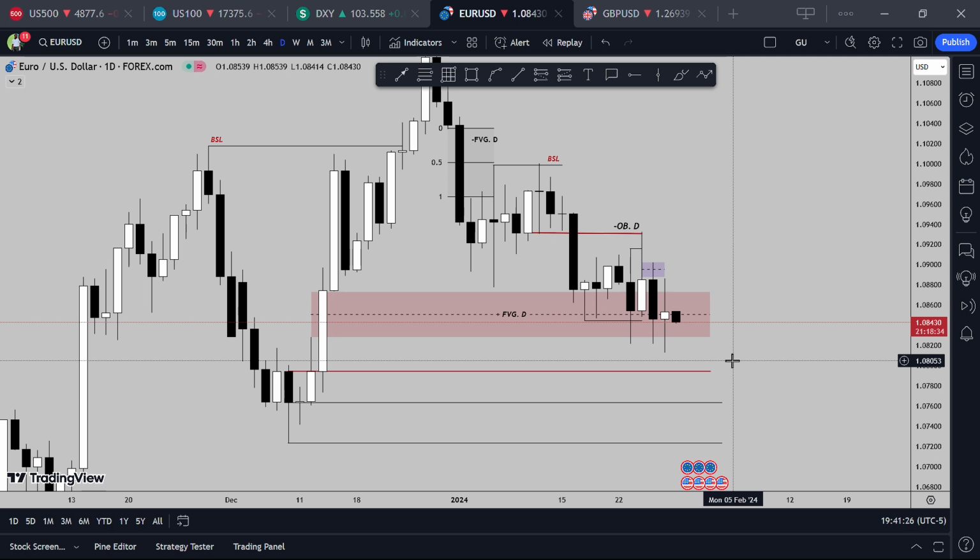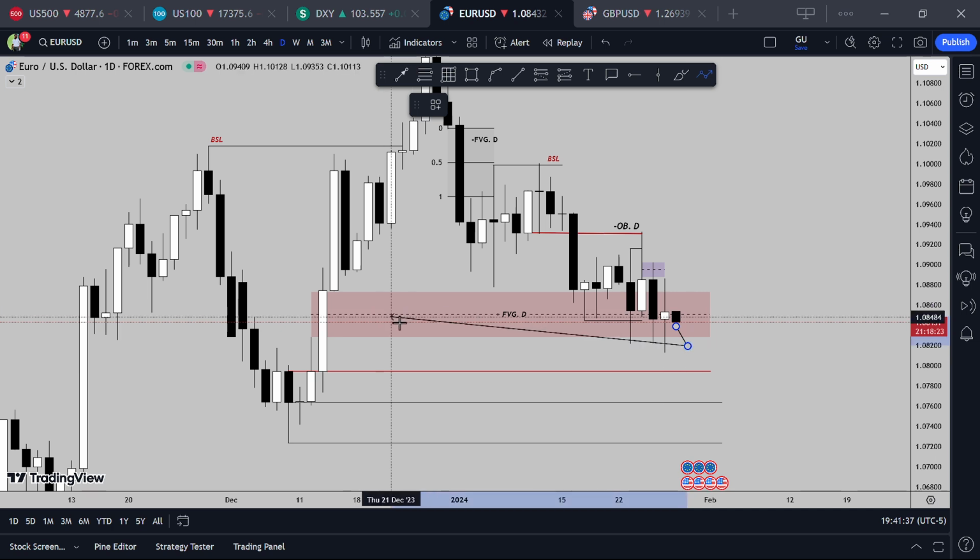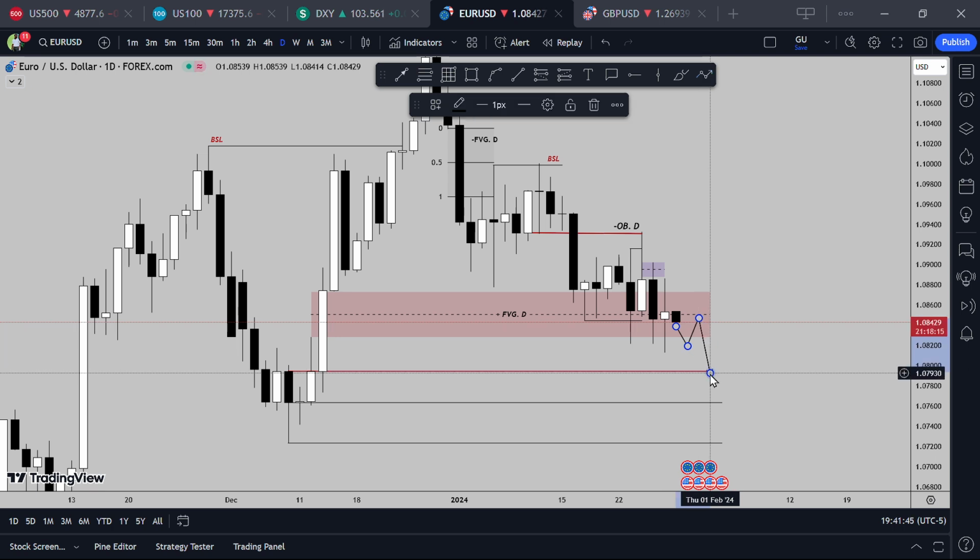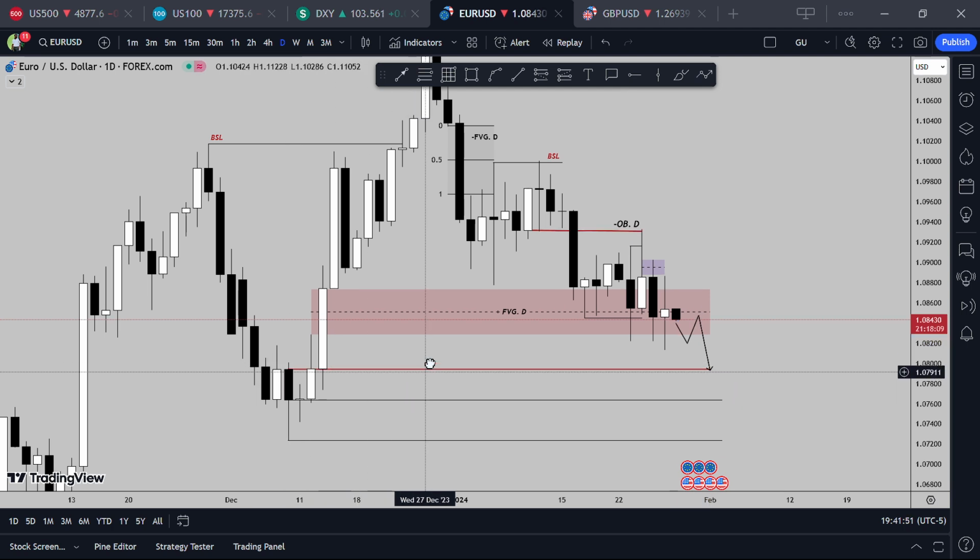Now, first of all, I would like to see this week price closing below this fair value gap that we are inside. We close below, retest it, use it as an inversion, and sell to this first target. So my first target for the week is this bullish order block that you see here.